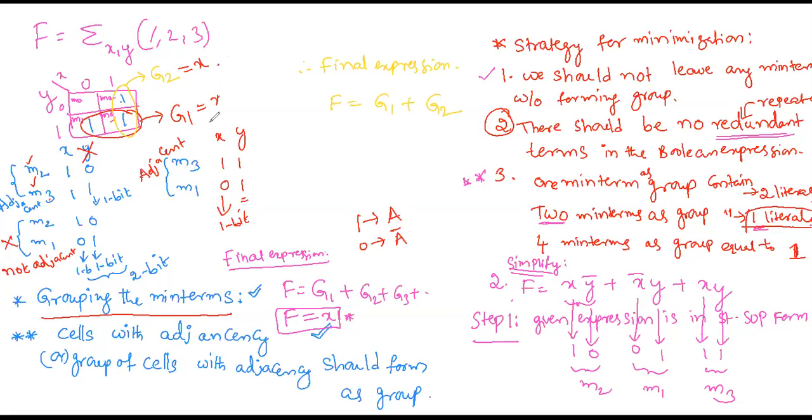Next, M3, M1. Which one is differing? X is differing, so cancel this. And Y is common, with value 1. 1 is indicated with the variable itself. So G1 is equal to Y. So F is equal to G1, which is Y, plus G2, which is X. So the final expression is Y plus X. Okay?